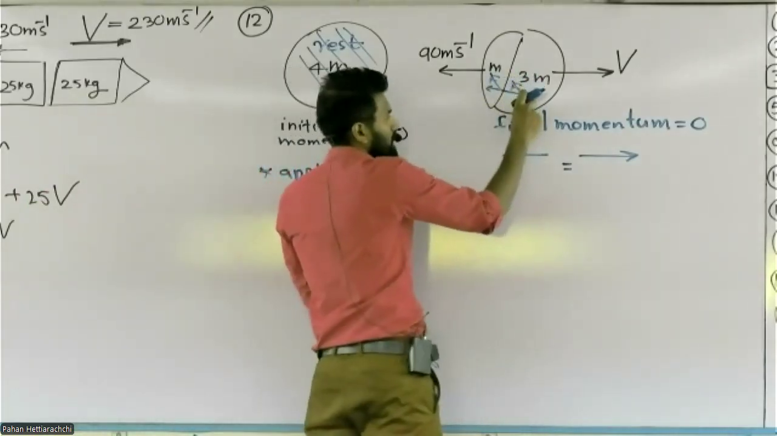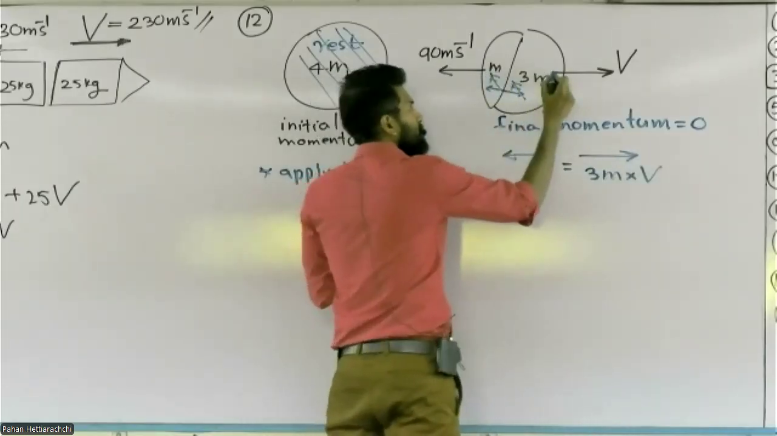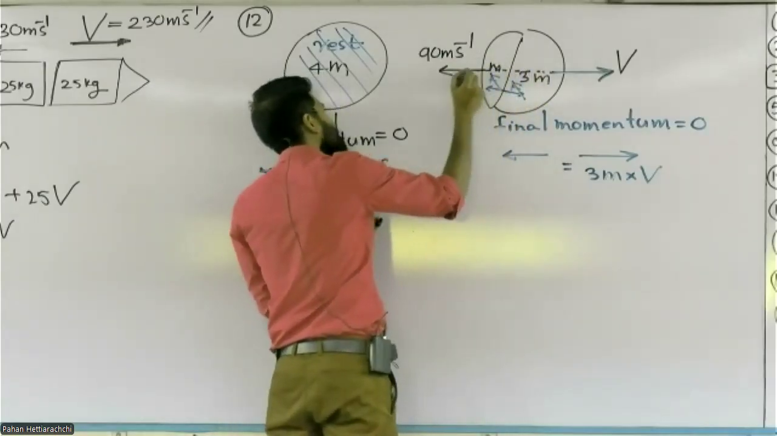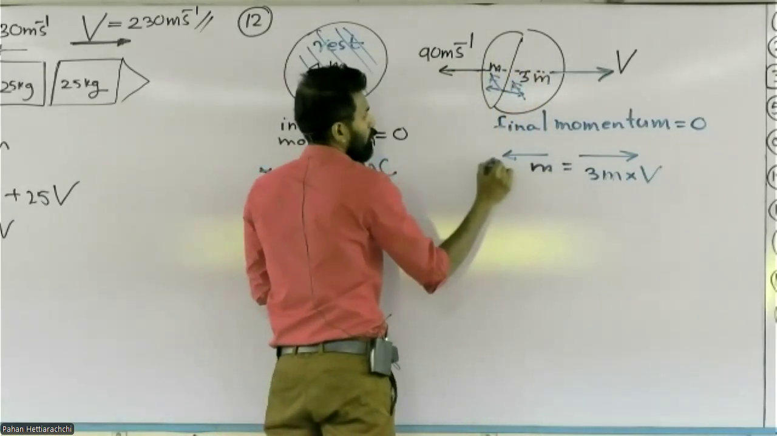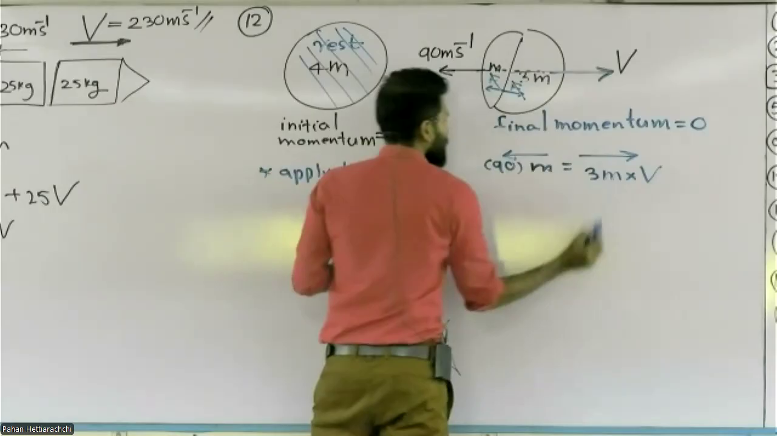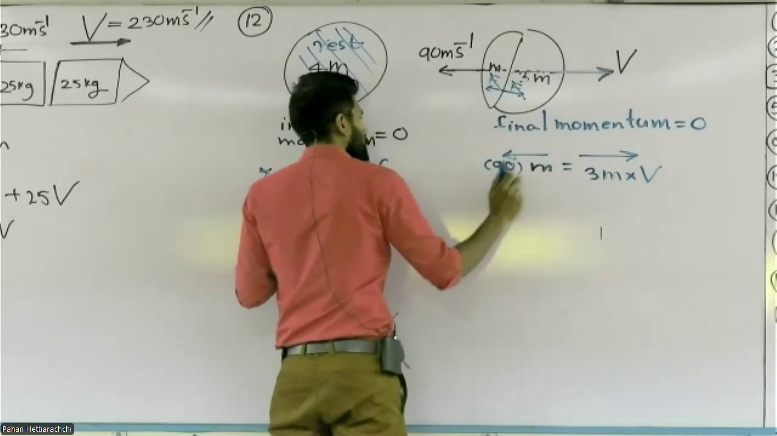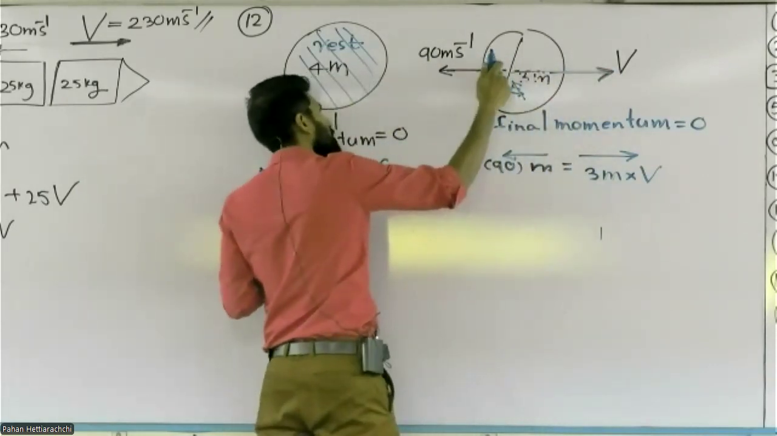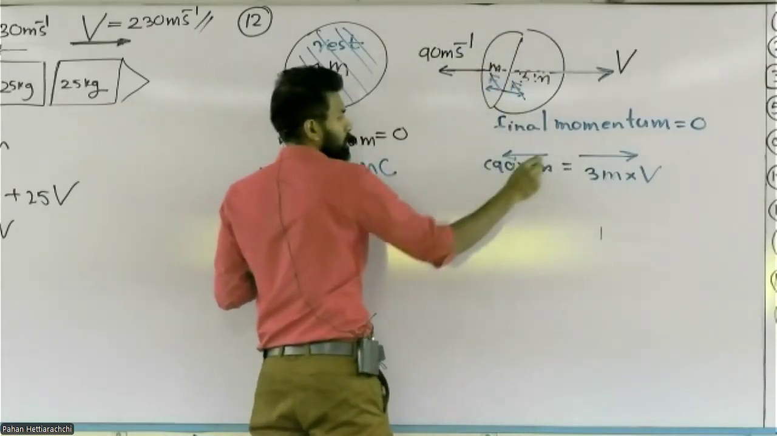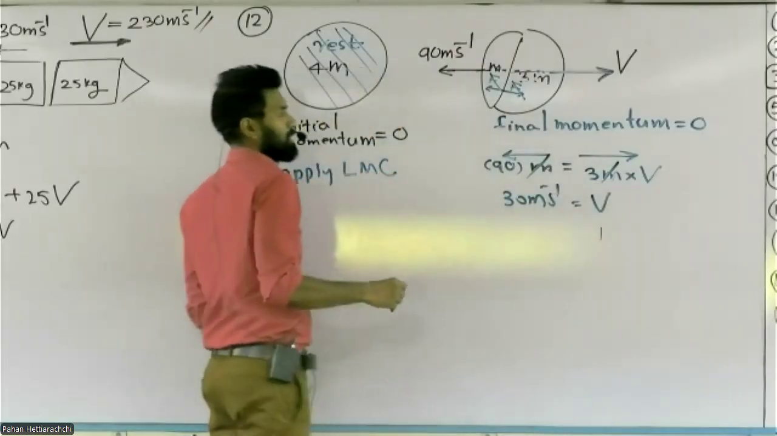If the fragment with mass 3m, with momentum 3m into v, is moving in this direction, the other fragment will move in the exact opposite direction, mass m, velocity 90. Now 3m into v in this direction can cancel out with m into 90 in the opposite direction. The vectors will cancel out. From there you can find v. V is equal to 30.